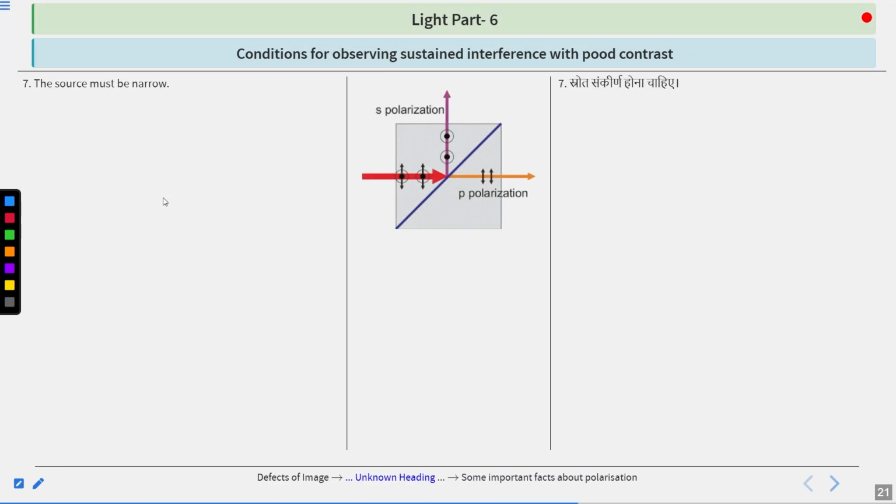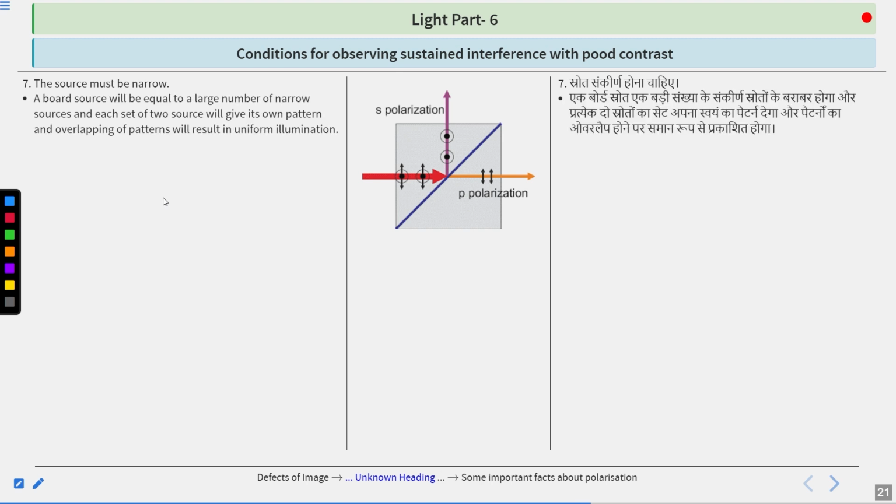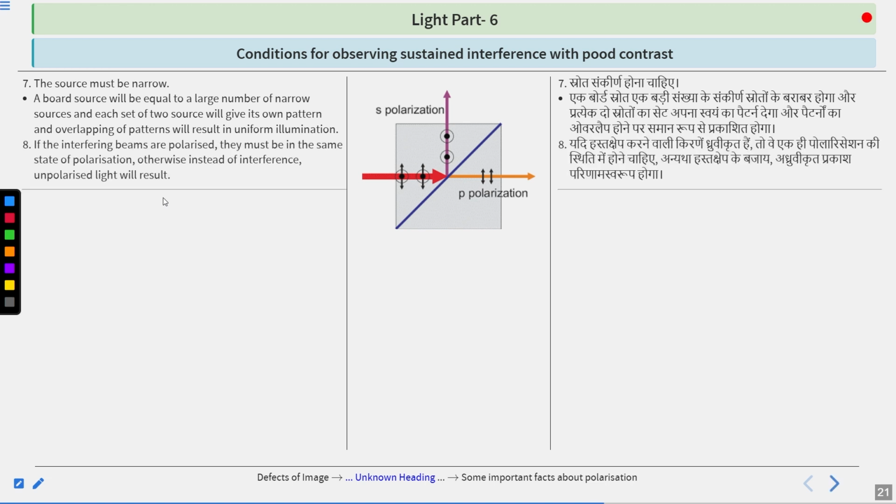The source must be narrow. A broad source will be equal to a large number of narrow sources, and each set of two sources will give its own pattern, and overlapping of patterns will result in uniform illumination. If the interfering beams are polarized, they must be in the same state of polarization. Otherwise, instead of interference, unpolarized light will result.